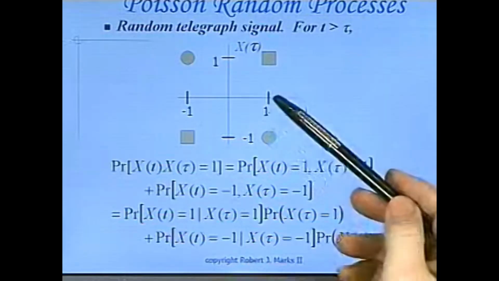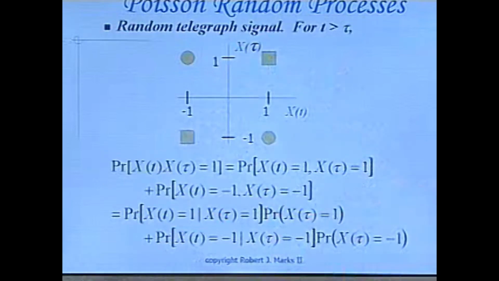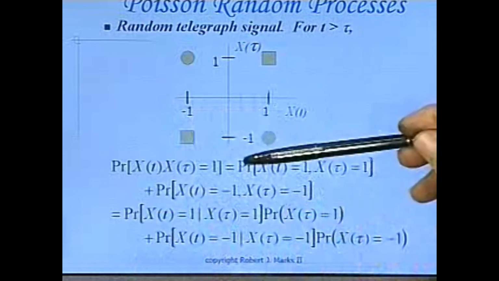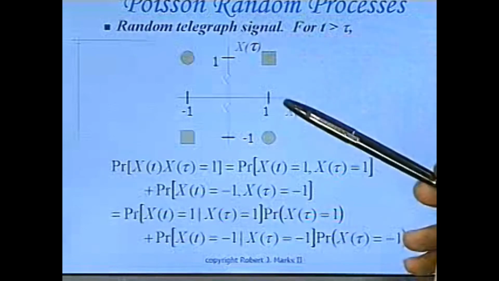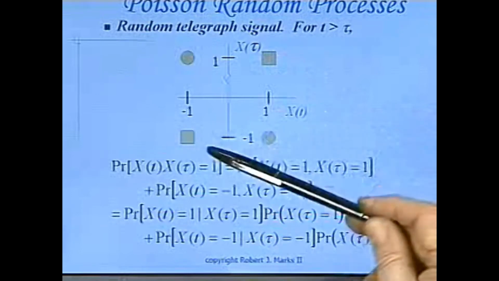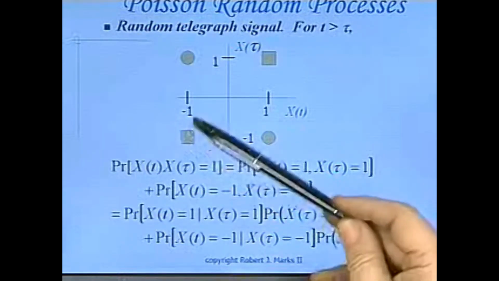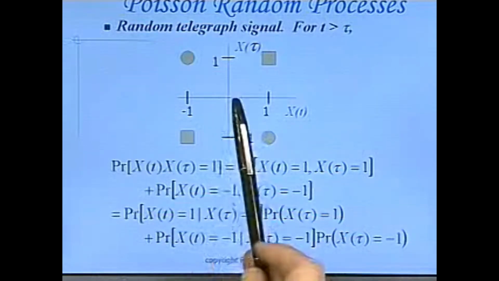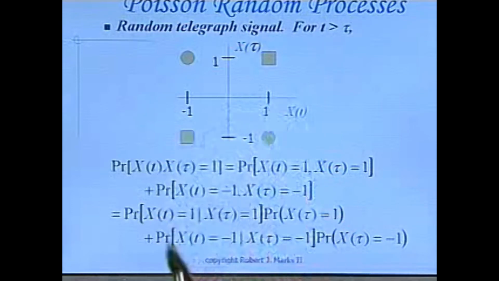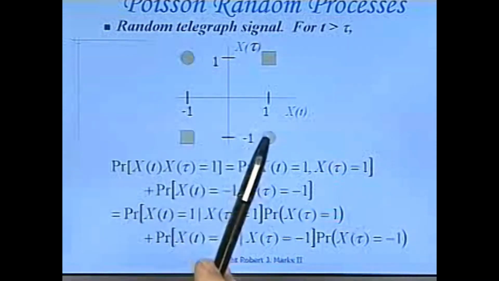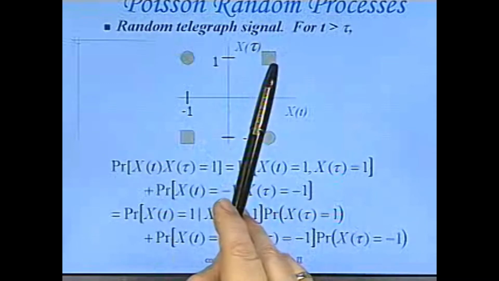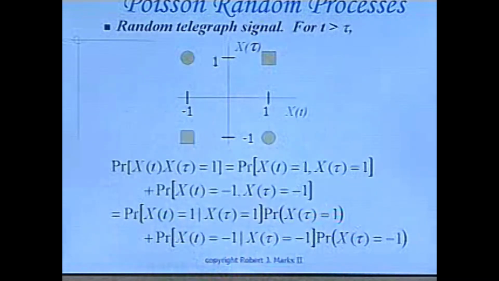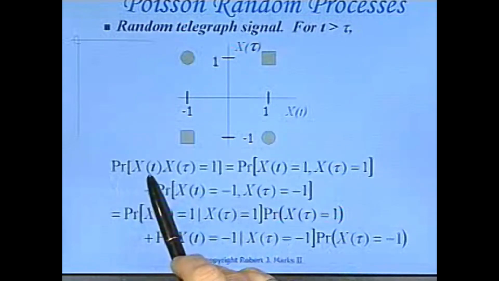So here's a little graph. The x-axis is x of t, the y-axis is x of tau. The squares are where x of tau is equal to minus 1. Clearly, the product is equal to 1 if both are equal to 1. The product is equal to 1 if both are equal to minus 1. And similarly, the product is equal to minus 1 for the other two corners of the square. So this constitutes the four possible outcomes of the product x of t times x of tau. To figure out the expected value, and therefore the autocorrelation, we want to figure out the probability of each of these four outcomes. Once we have that, we can compute the expected value of x of t times x of tau. So let's look first at the probability that x of t times x of tau is equal to 1.